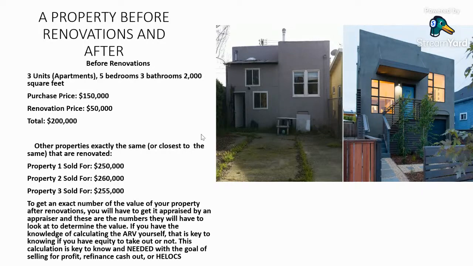The ARV, after repair value, for any property like this is $250,000. Y'all get me now? I hope y'all understanding me. That's how the game works. That's how the calculation works. It's not how much money you put into the property. Now, let's say they're selling you a property for $250,000 and the ARV is $250,000. I don't care how much money you put in there. You have no equity.